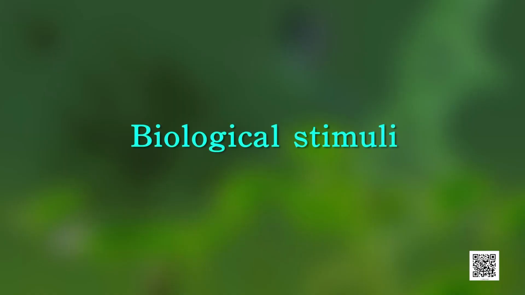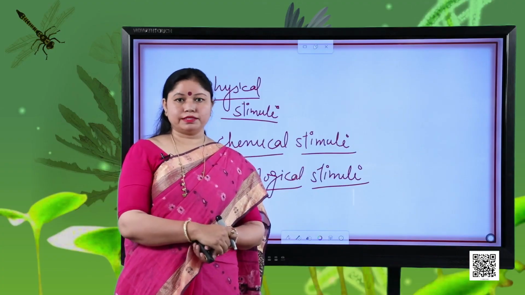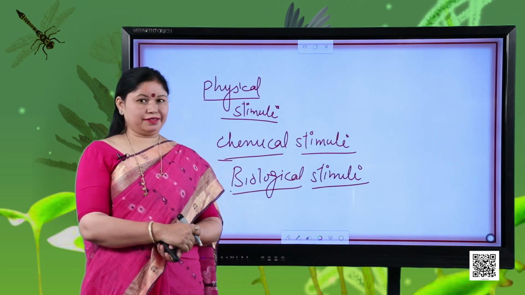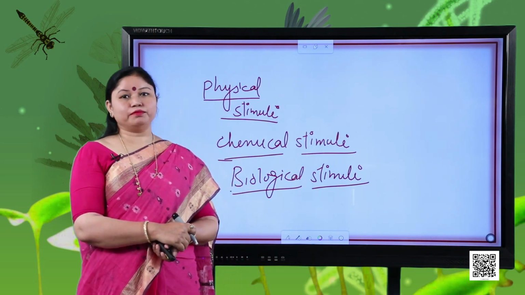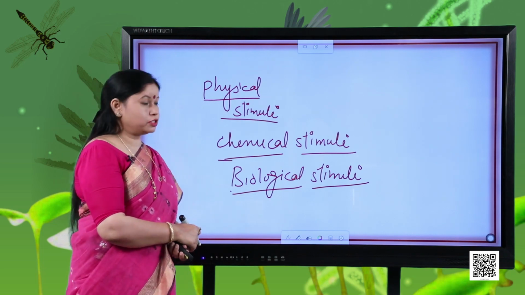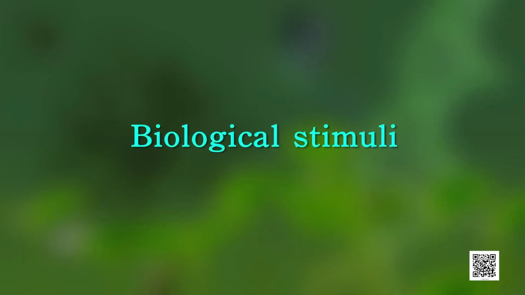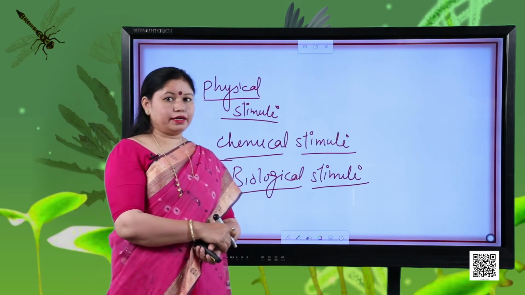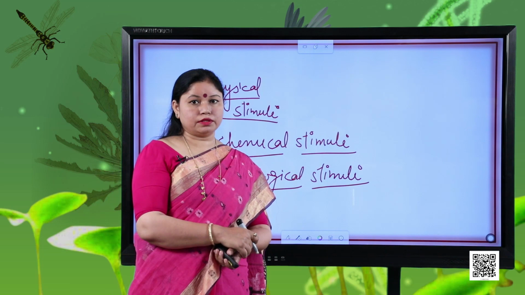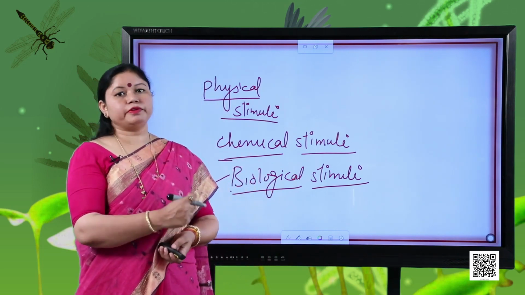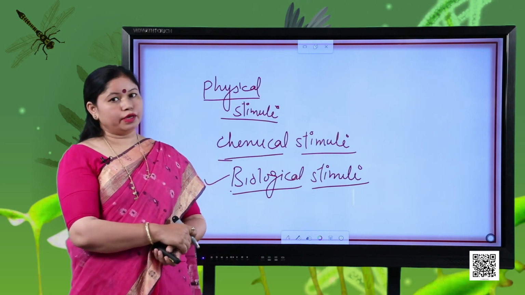Imagine you are walking in a forest, suddenly a tiger comes in front of you. What will happen? You will immediately come into fight and flight mode. This is the response towards biological stimuli. Therefore, now you will be able to understand the organisms give different responses towards the different stimuli. The response may vary from one organism to another.